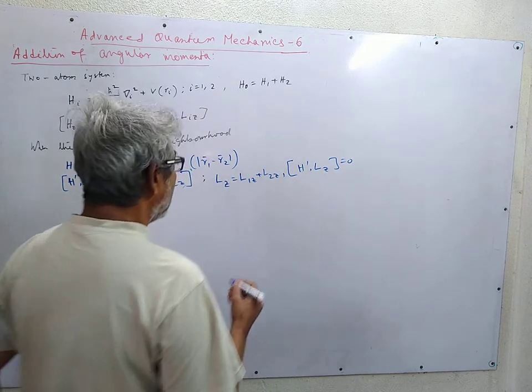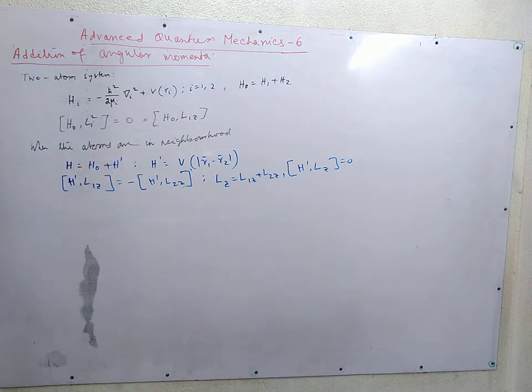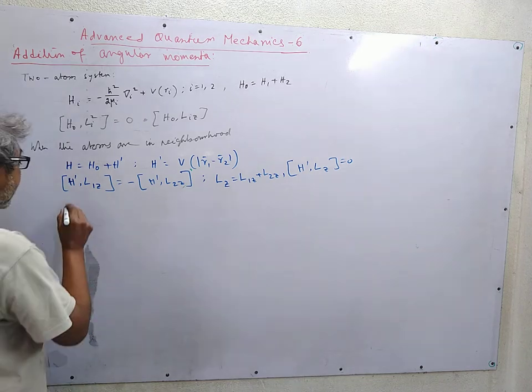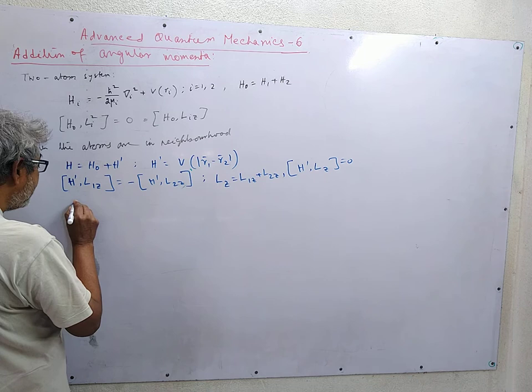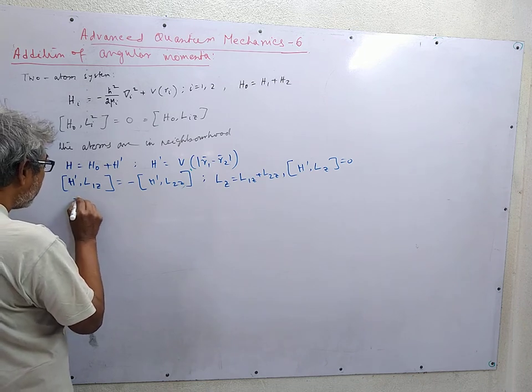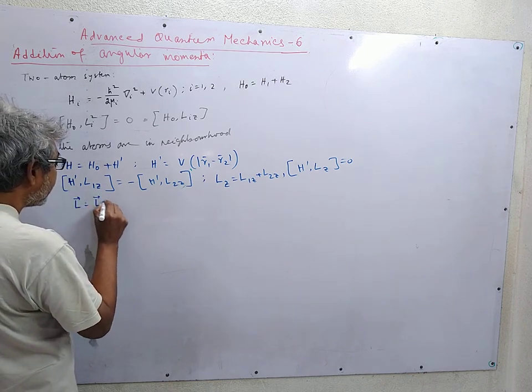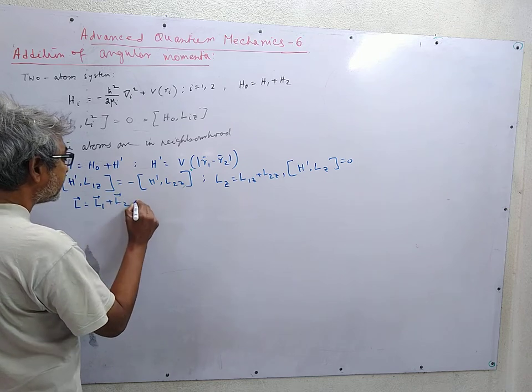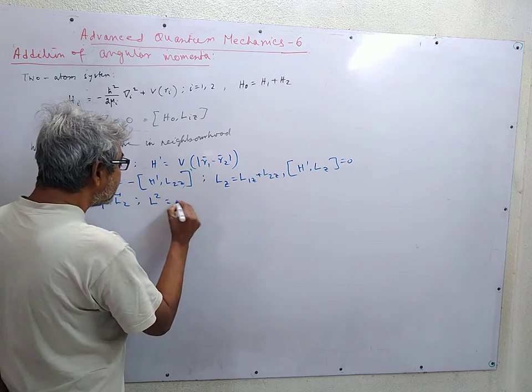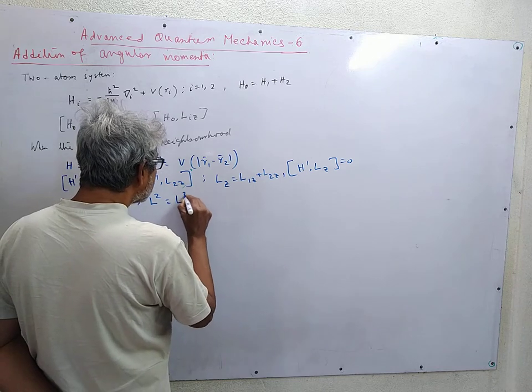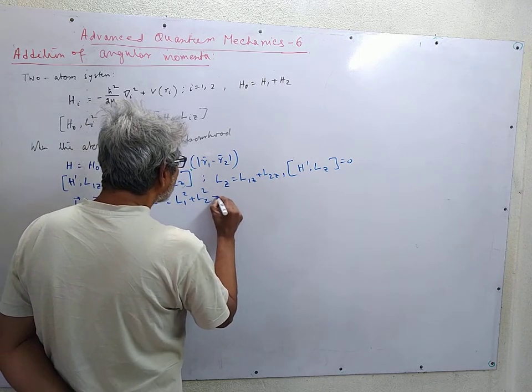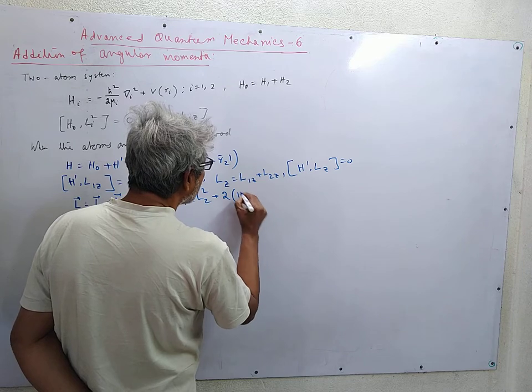So we see that in this case the addition of angular momenta is required, and Lz is the z component of the resultant angular momenta. Let us take a very simple example of this sort. We define the L operator as the L1 operator plus the L2 operator, so that L square is L1 square plus L2 square plus twice L1 dot L2.